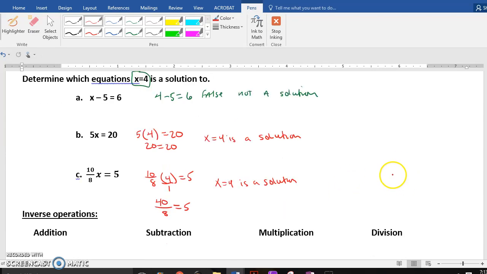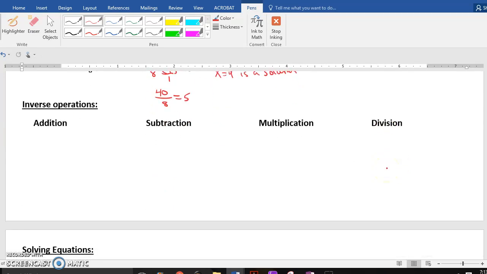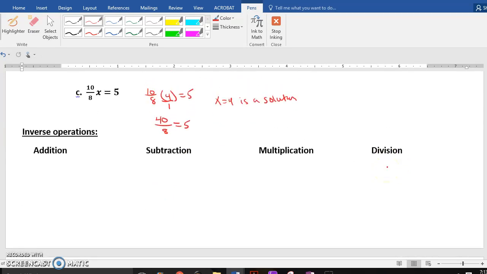Okay? Now here's the thing. Our goal is when we have an equation, can we find the value of the variable that makes it true? That means we're solving it. So first thing, when we solve equations, we use what we call inverse operations. Each operation we know of has an inverse operation. The inverse operation of addition is subtraction. The inverse operation of subtraction then is addition.